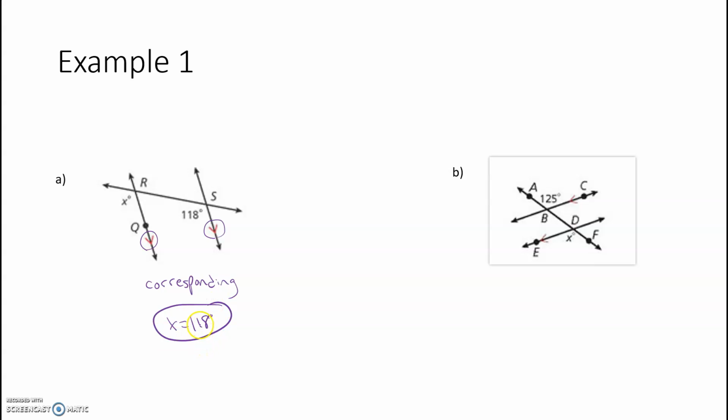And yes, guys, there are questions that are this easy. So please, please, please don't overthink it. Here, are my lines parallel? Yes, we have those arrows. So we have parallel lines cut by a transversal. I always want you to start with naming.